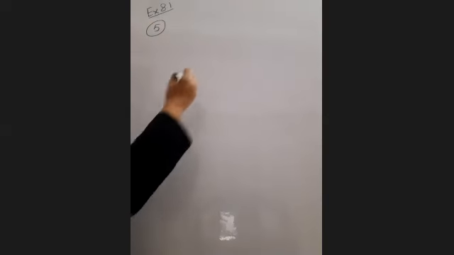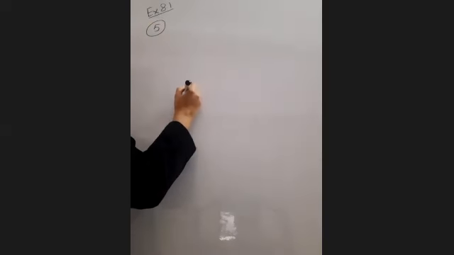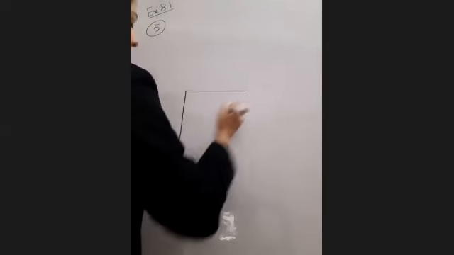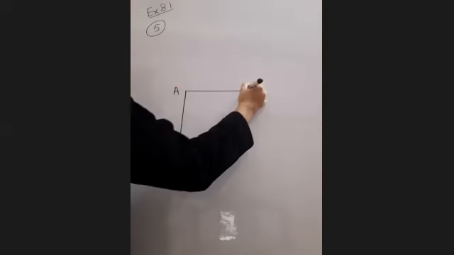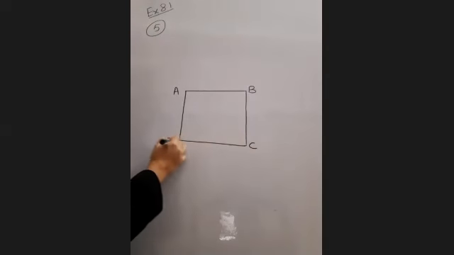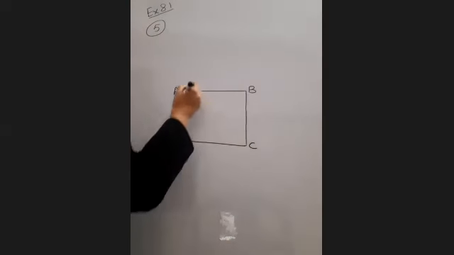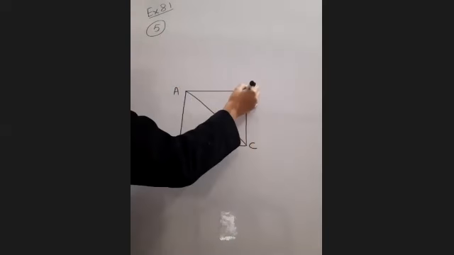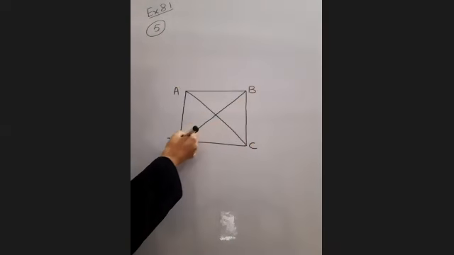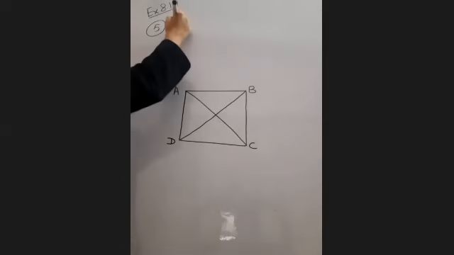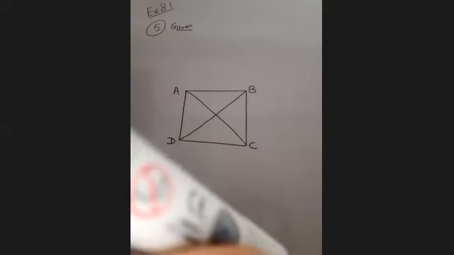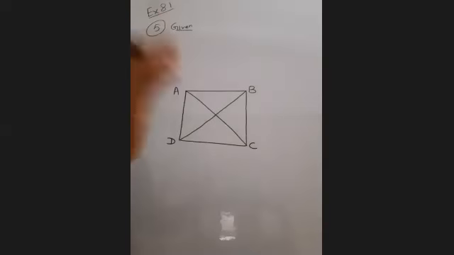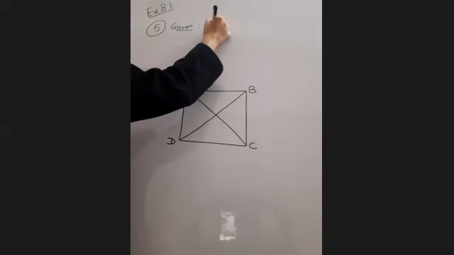It means that we are given a quadrilateral, and since we have to show it to be a square, I will take it as a square. So let us have ABCD as a quadrilateral in which the diagonals AC and BD are given to be equal and bisect each other at 90 degrees. What are the diagonals given to be? Equal and bisect each other at 90 degrees.